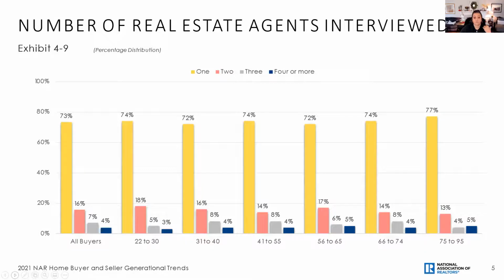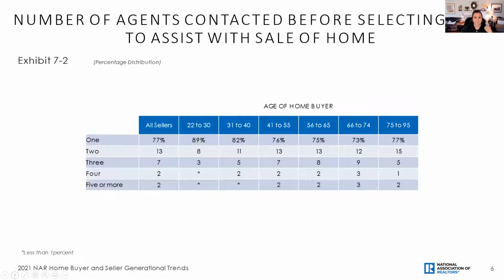73% of all buyers only interviewed one real estate agent. So what does that tell us? They more than likely took the first person that they talked to, right? And that person needs to be you, not anybody else. Don't let anybody else get that number one slot. Look at the drastic shift down to two agents, from 73% to 16%. So that lets us know that we need to make sure that we tell people we are here to help them.